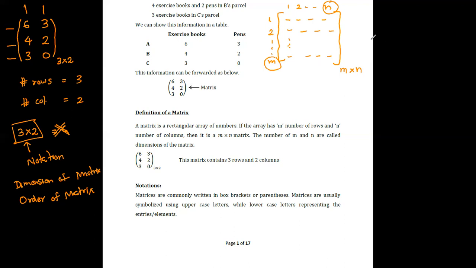Generally, we write the dimension or the order of the matrix in the bottom right corner of the matrix. Here is an example, the same example which I have taken. 6, 3, 4, 2, 3, 0 denoted as a matrix, and we can see that the dimension of the matrix is given as 3 by 2. Therefore, we can say that the matrix contains 3 rows and 2 columns.